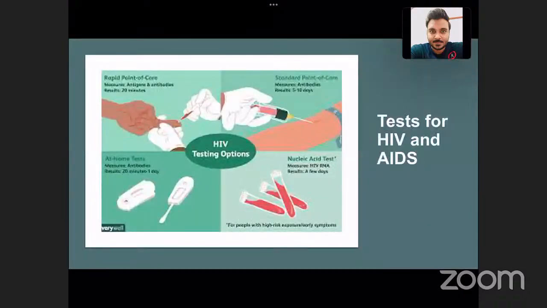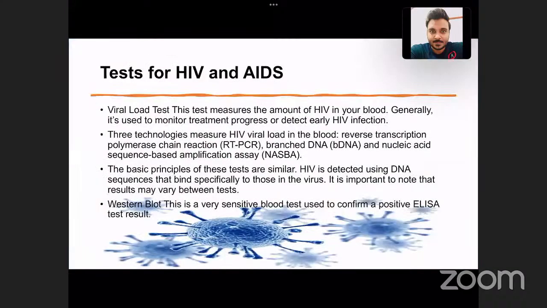Viral load test. This test measures the amount of HIV in your blood. Generally, it is used to monitor treatment progress or detect early HIV infection. Three technologies measure HIV viral load in the blood that are RT-PCR, bDNA, and NASBA. The basic principle for these tests are similar. HIV is detected using DNA sequence that bind specifically to those in the virus. It is important to note that results may vary between tests.